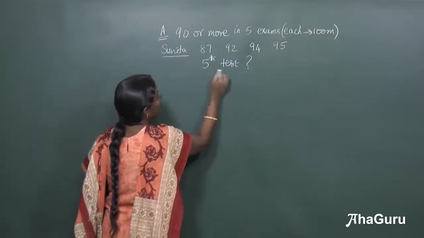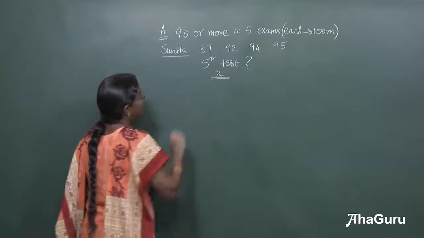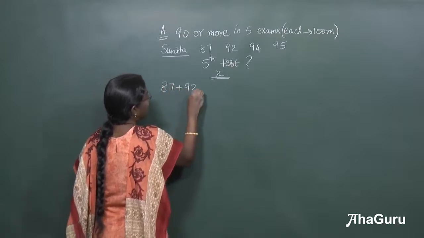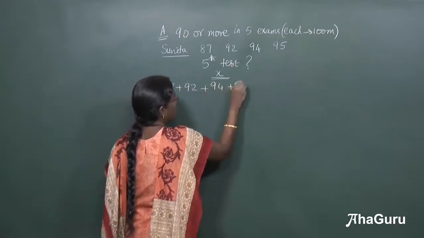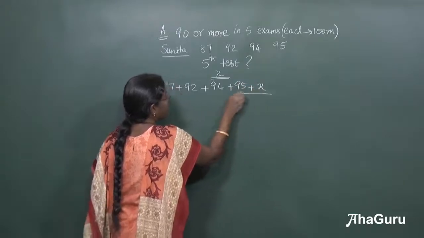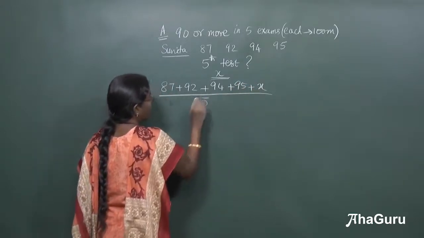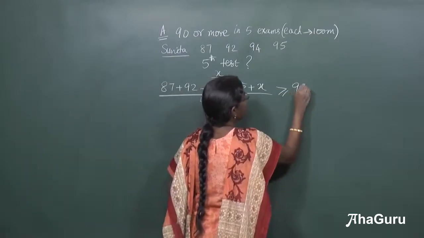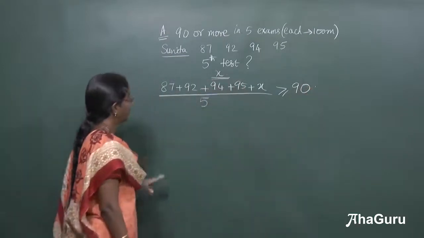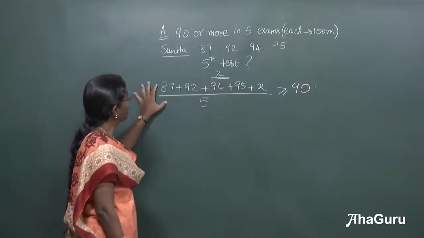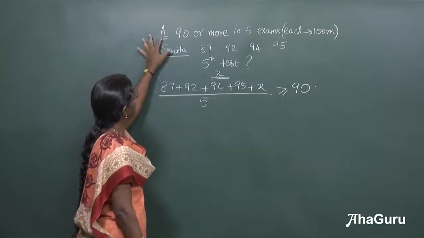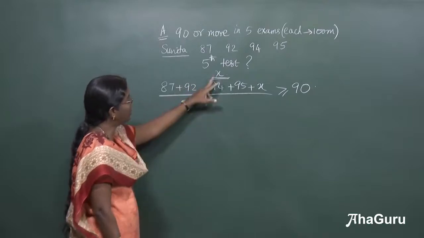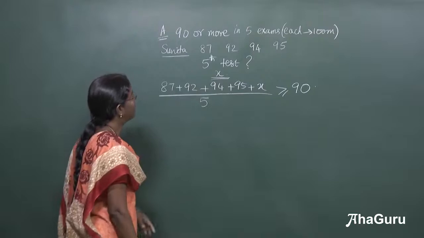So, we will assume that the mark in the 5th test, let the score be some x. So, this 87 plus 92 plus 94 plus 95 plus x divided by 5, this average should be 90 or more. It should be greater than or equal to 90. Only when this average is greater than or equal to 90, this person is going to be awarded an A grade. The question was, find out what they have to score in the 5th test so that they are awarded an A grade.